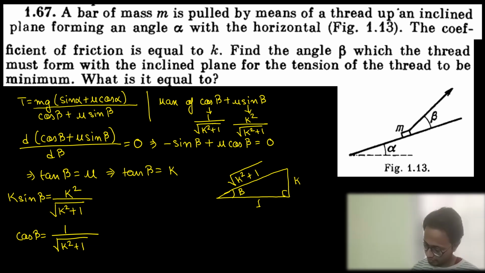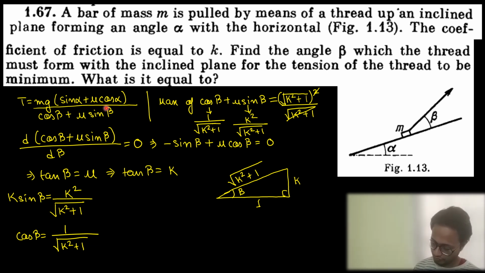So out here the maximum value of cos beta plus mu sin beta is nothing but 1 plus k square, which can also be written as k square plus 1 by under root of k square plus 1. See, the LCM is the same, so you can add both. Here k square plus 1 can be written as under root of k square plus 1 whole square. So this whole square and this will get cancelled, and the maximum value of cos beta plus mu sin beta would be under root of k square plus 1.